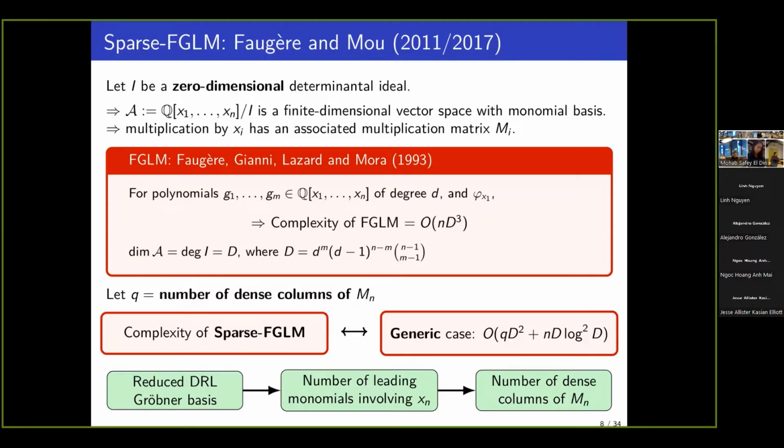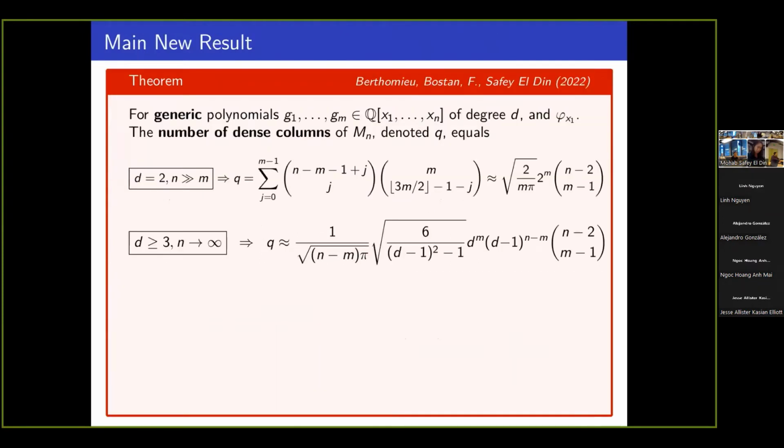And so firstly, one of the things we did is, of course, we showed that this genericity property applies to the generic critical point setting. And then the second thing you want to do is to estimate what this number q is, so that you can accurately compare between FGLM and sparse FGLM. To do this, we look at the reduced DRL Gröbner basis, which we assume is known. And we show that the number of leading monomials in that basis that involve xn is equal to this number of dense columns, and then we count this number. So that's our main result.